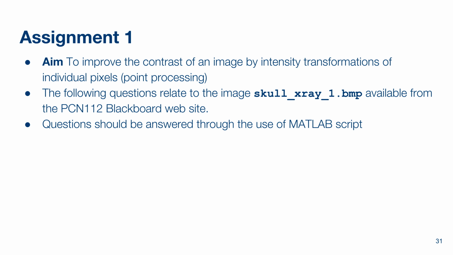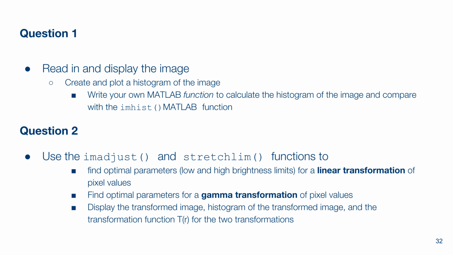So we're going to use this image, skull X-ray, the X-ray of a skull, available for download from Blackboard. So question 1 is to read in and display this image. Okay, and then I want you to create and plot a histogram of the image. But you're going to do that in 2 ways. One is you're going to use the MATLAB function. This is the easy way. Okay, imhist.